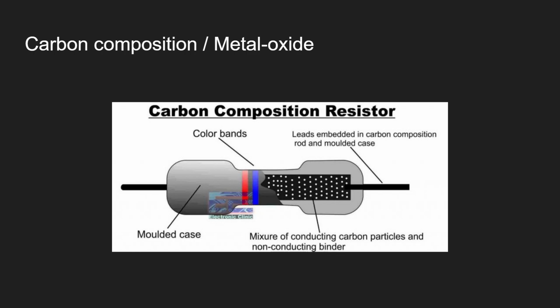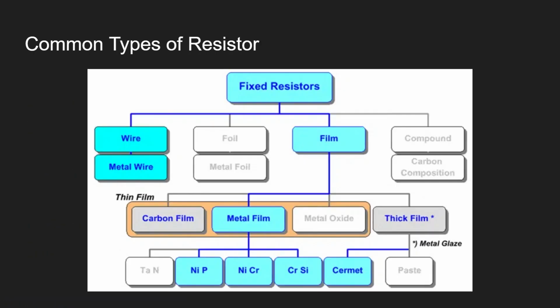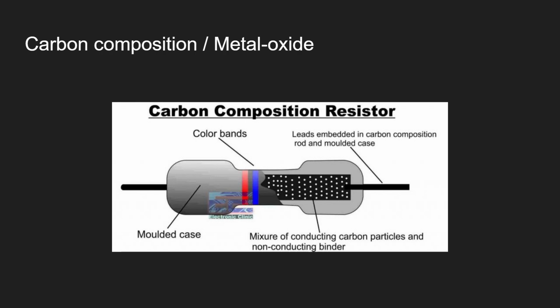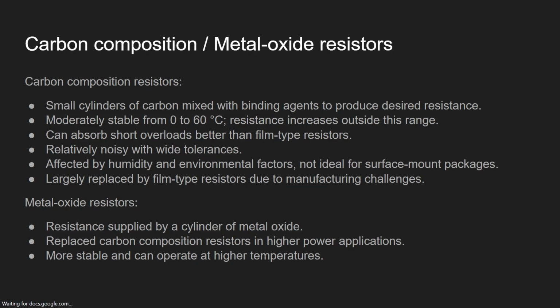But still we are going to talk about it. The metal oxide and the carbon composite are actually nearly the same, you can think of it this way: they have nearly the same composition, but they change the carbon into metal oxide. So do you have to remember the exact composition of it? No, you don't have to remember that.